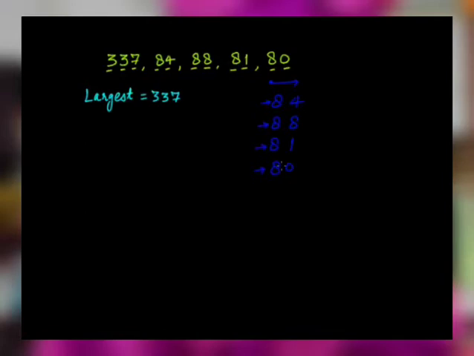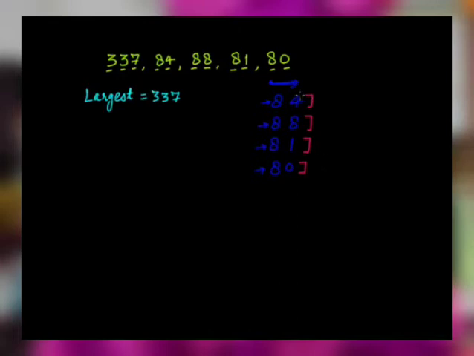So what would be the next step? We'll move to the right. Now here we have 4, we have 8, we have 1, and we have 0. So among all these numbers present at the ones place, that is 4, 8, 1 and 0, which one is the smallest? Because already we have found out that 337 is the largest.